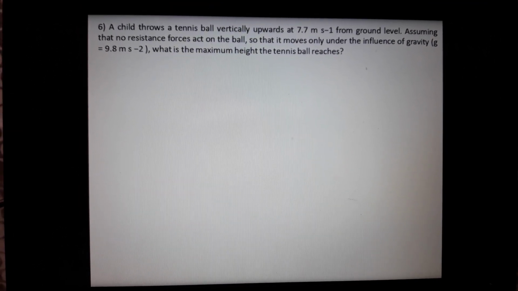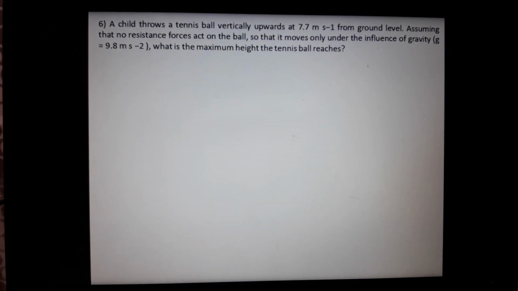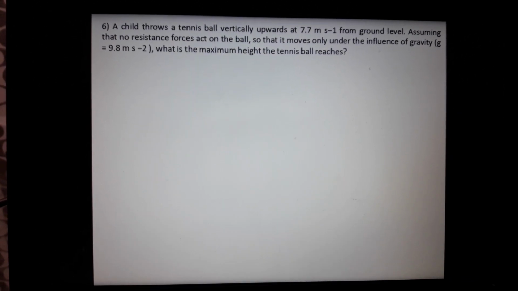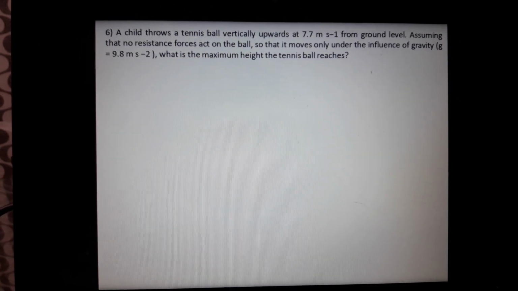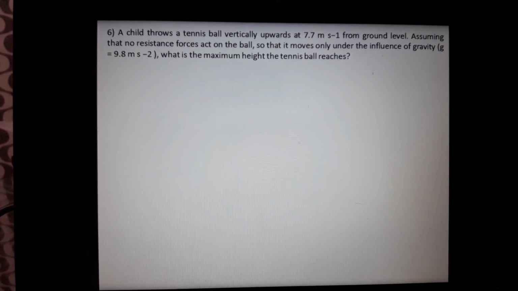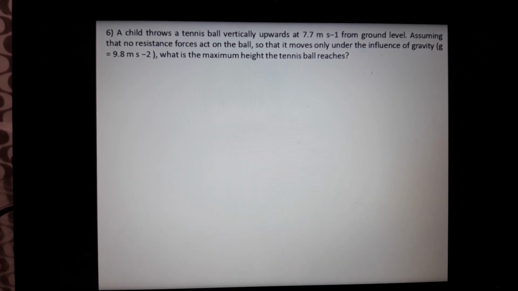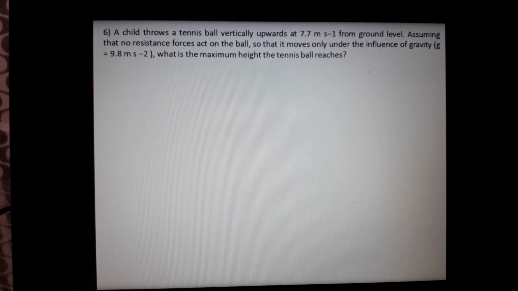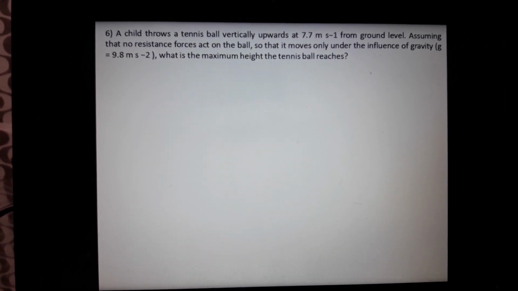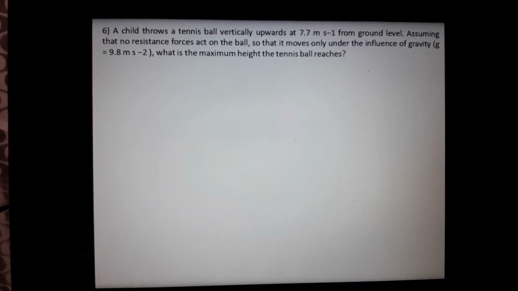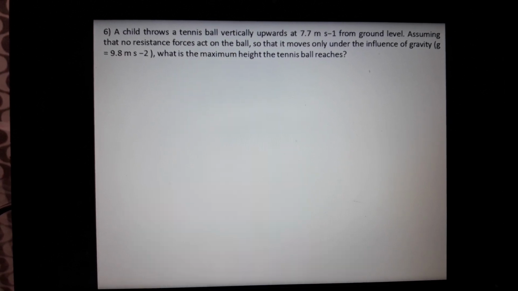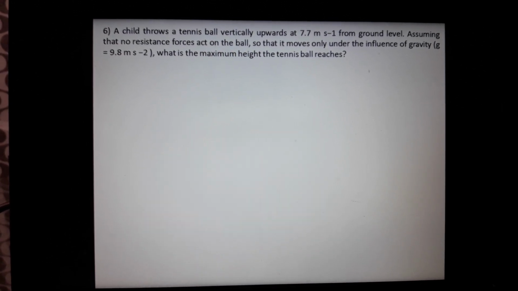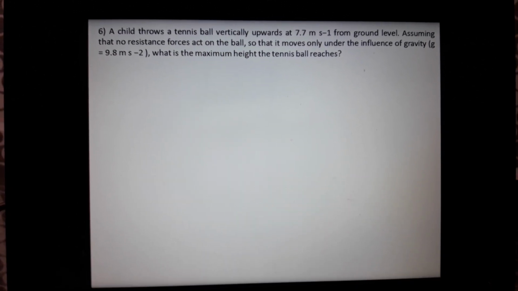You can stop now and try to do it. Okay, let's see. A child throws a tennis ball vertically upward at 7.7 meters per second from ground level, assuming that no resistance force acts on the ball, so it moves only under the influence of gravity, g. What is the maximum height the tennis ball reaches?